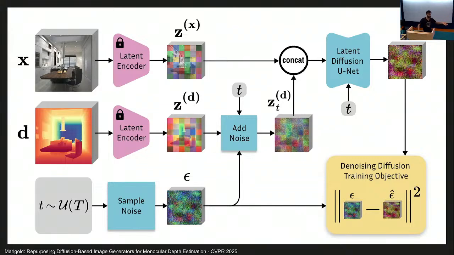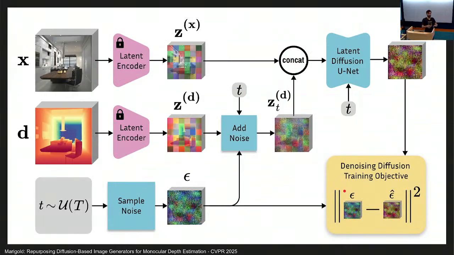The output distribution is different. There, it was still RGB. Here it's the depth map. So it's the straightforward thing. You have the prediction and you have the noise that you added. You compare the noises, backprop, and finally fine-tune your diffusion model.